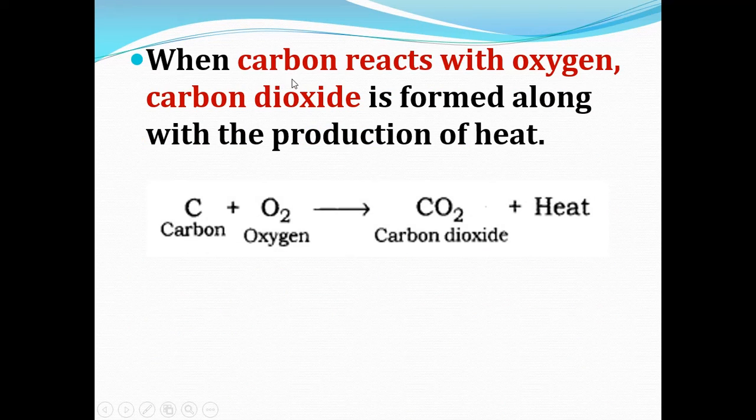So we can see an example now. Carbon, you know, it is a non-metal. Carbon reacts with oxygen and forms carbon dioxide with the production of heat. So C plus O2 gives CO2 plus heat.